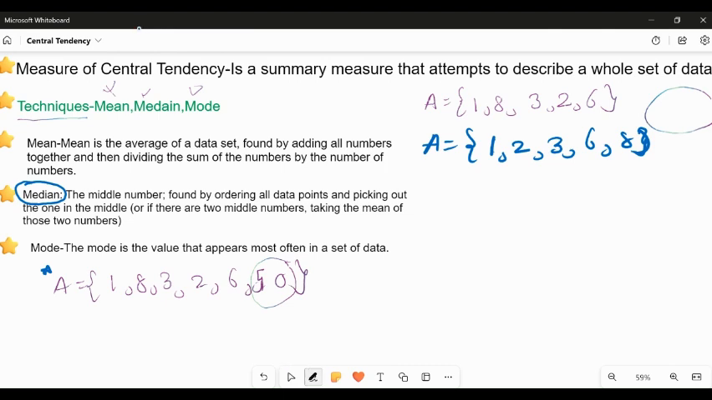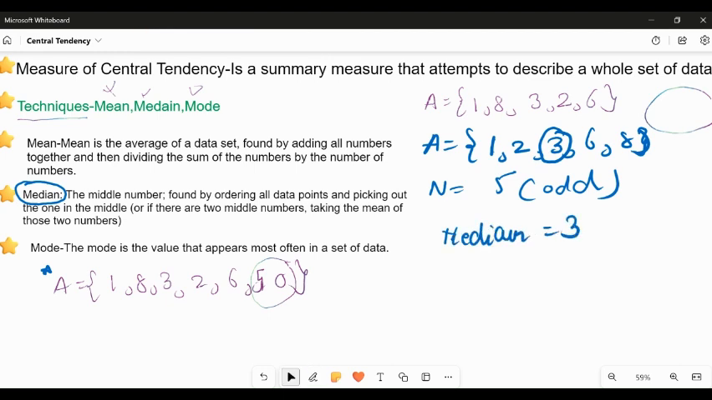And then after, we need to count what my total values in the data set are. So what is my total? 1, 2, 3, 4, 5. So 5 is an odd value. If my n is odd, then pick the middle value, and that is called the median. So my median is equal to 3. So my first case says that my median is equal to 3.